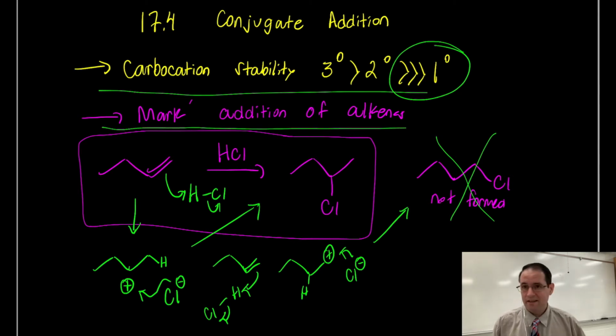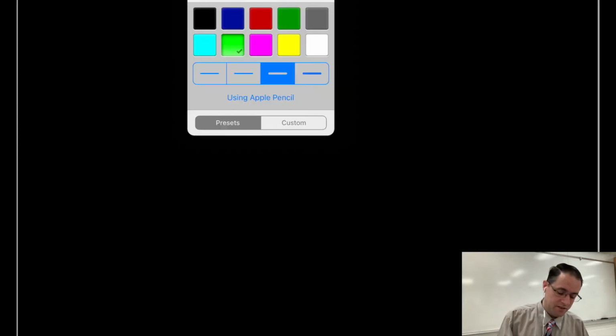A way to condense all that into a simple rule is the rich get richer. Markovnikov addition of alkenes occurs such that the carbon with more hydrogens gets the hydrogen, and the other carbon gets the chlorine or bromine in this case. So let's talk about conjugate addition of dienes.